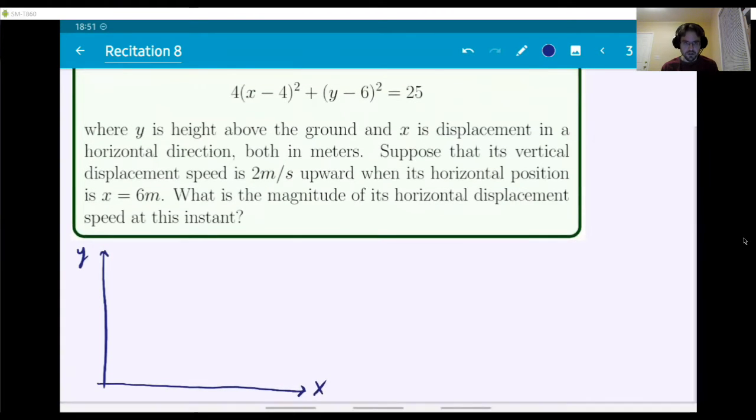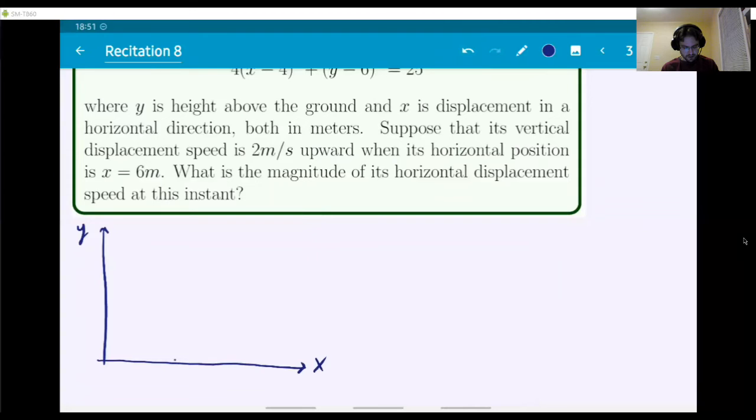If you try to draw this picture, you realize this is an ellipse because it's the sum of squares being equal to some number. I know it's an ellipse because of the different coefficients in front of these terms. There's a 4 and a 1. And also it's displaced because of this x minus 4 and this y minus 6. So it is centered at the point 4, 6. So let's imagine here is 4, 6, for example. The ellipse turns out it looks like this. It's more tall than it is wide in this case.